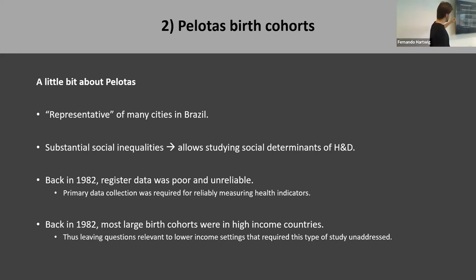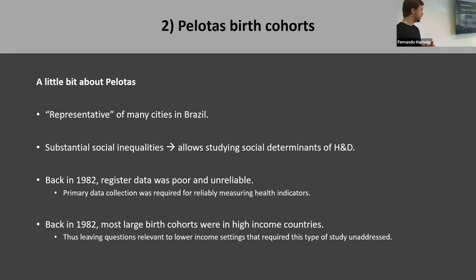If you go back to 1982, and this year is important because it's the year that we started the first birth cohort in Pelotas, registered data that we had was overall very bad. So it wasn't reliable data. And this means that primary data collection was required for reliably measuring health indicators. And this was one of the big motivations for the Pelotas birth cohort, which actually started as a cross-sectional study, and then it became a cohort over time.